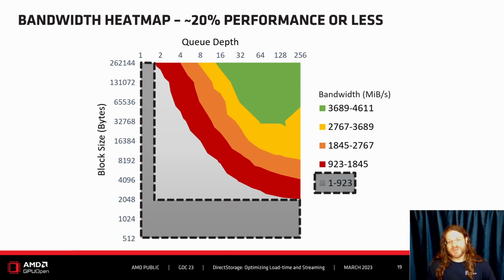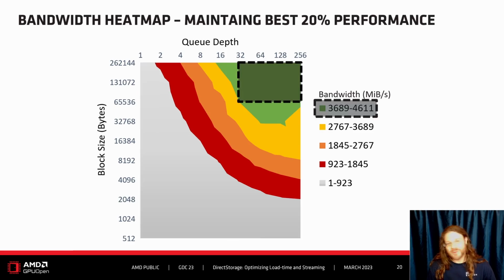So if we want to utilize the device very poorly and only achieve up to 923 megabytes per second, then we would limit ourselves to a queue depth of 1. And that applies to all the block sizes listed here. However, if we want to get into the sweet spot and utilize the device fairly well, then we're going to have a queue depth of approximately 32 and a block size greater than or equal to 64 kilobytes.